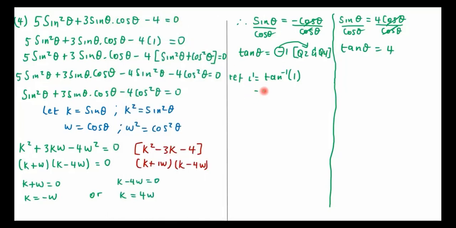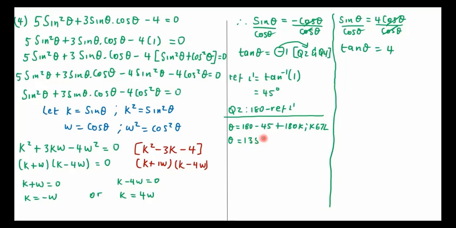So which means my reference angle on this side is going to be 45. And then now the second quadrant has a reduction of 180 minus reference angle. So the general solution there now will be theta equals 180 minus 45 plus 180k, where k is an element of integers. So theta now is going to be 135 plus 180k.